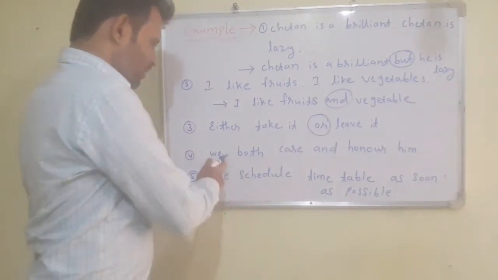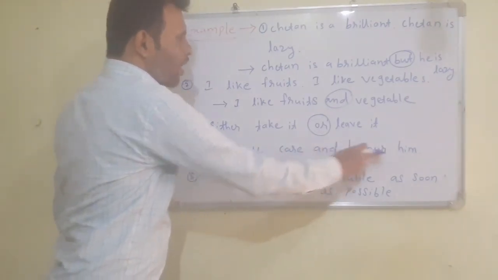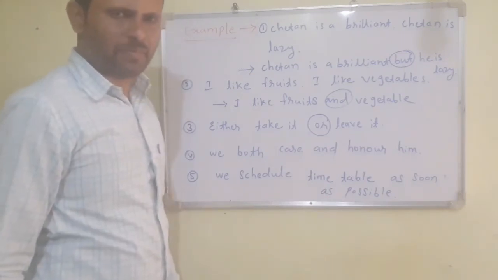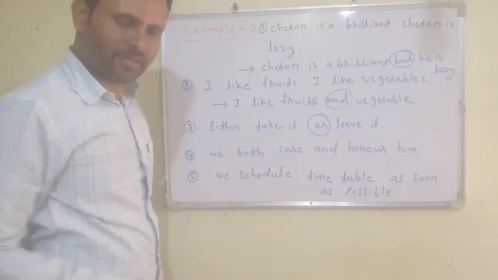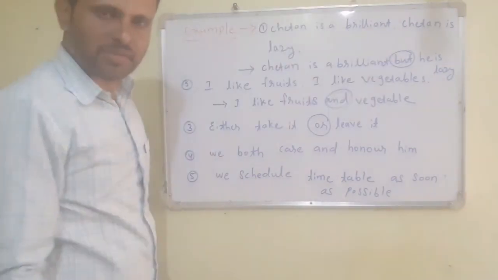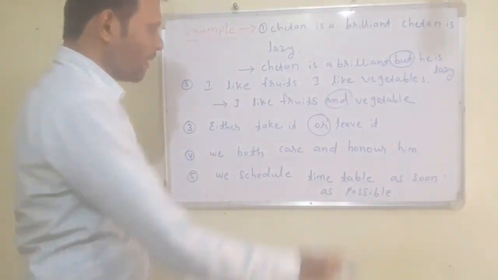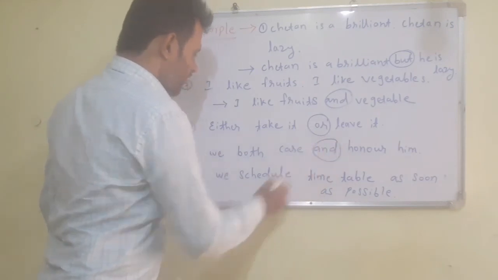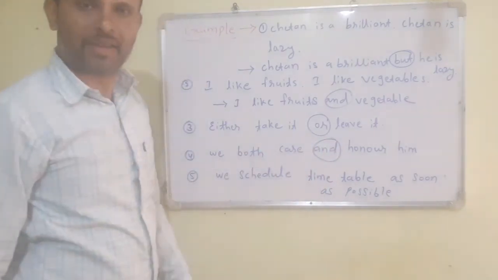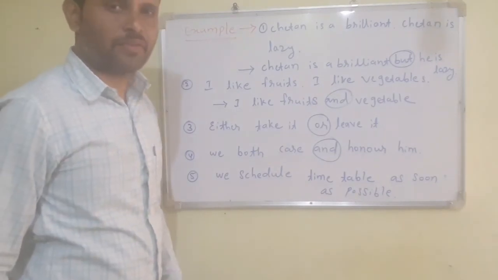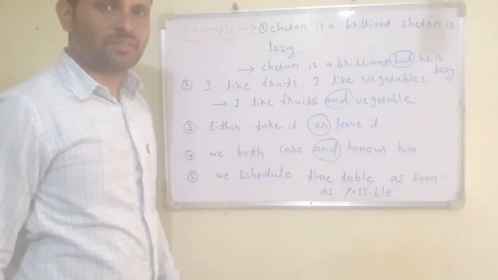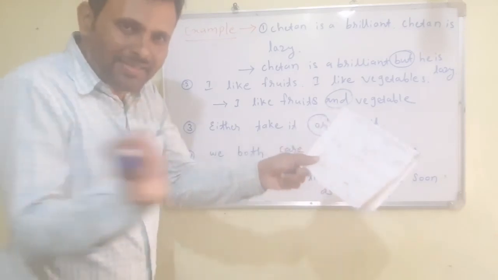Next, we both care and honor him. For example, we both care for that person, and we both honor that person. This is lengthy. With the help of a conjunction, what have we done? We both care and honor him. In sentences, whenever we use conjunctions, they shorten the sentence.